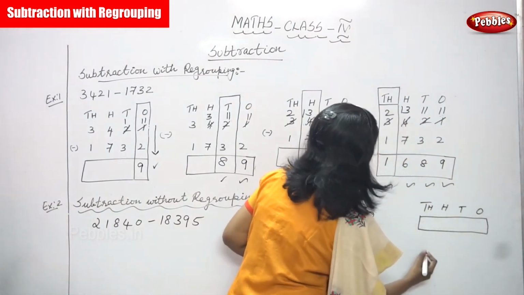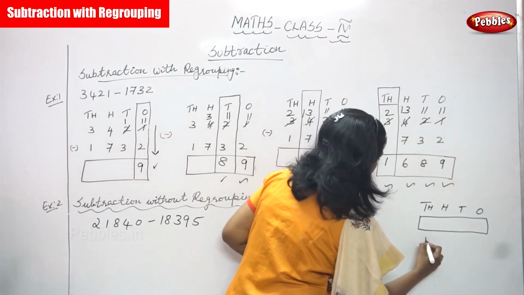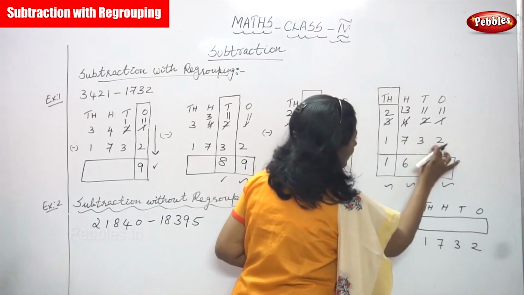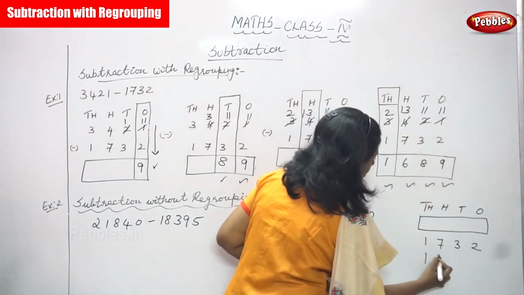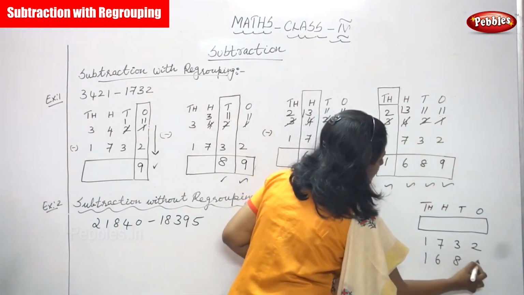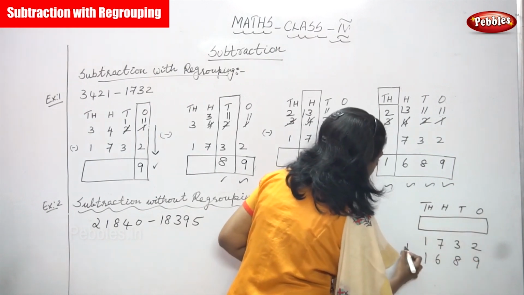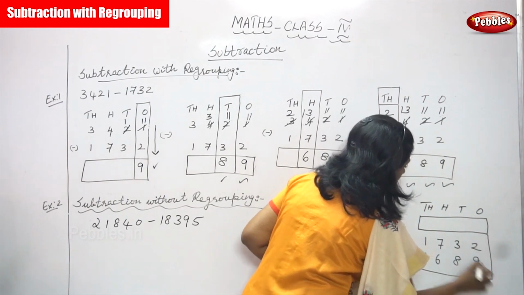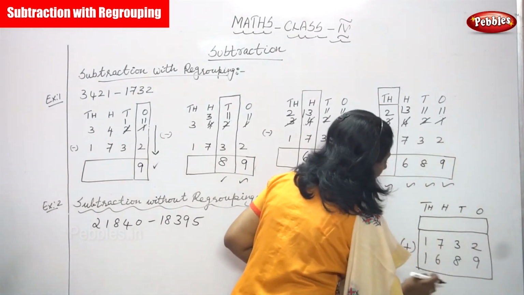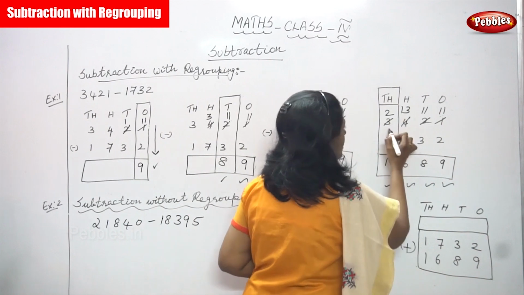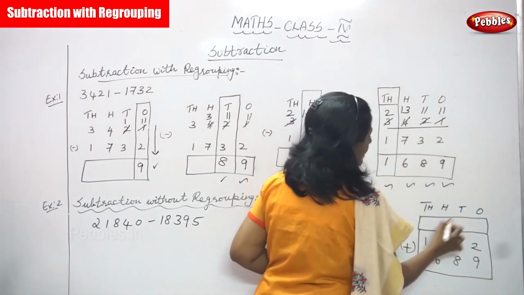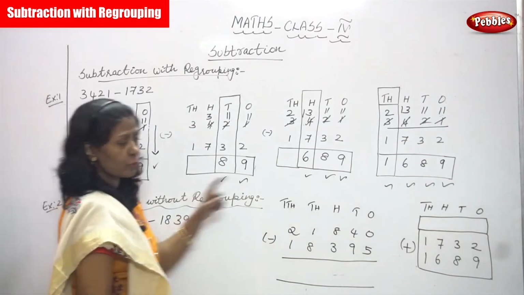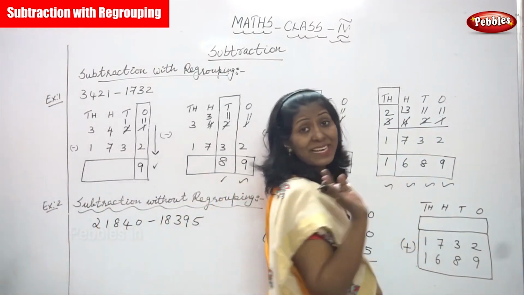Now this number is 1732, the second number I have written, and the final answer is 1689. So you can add both numbers. If you add both numbers, you can get this question, that is, the answer is 3421. The first number is 3421. If you get this answer, your sum is exactly right.